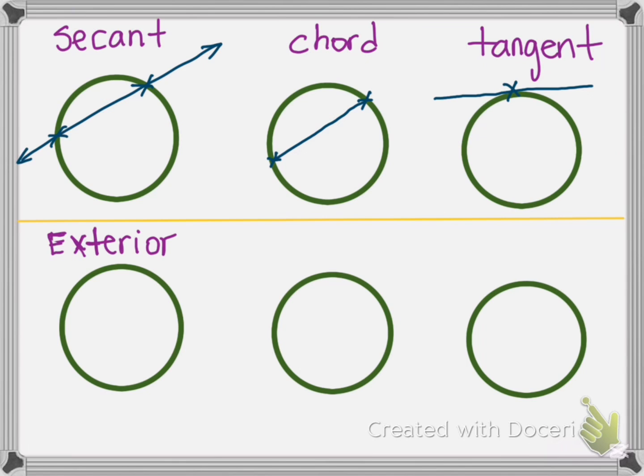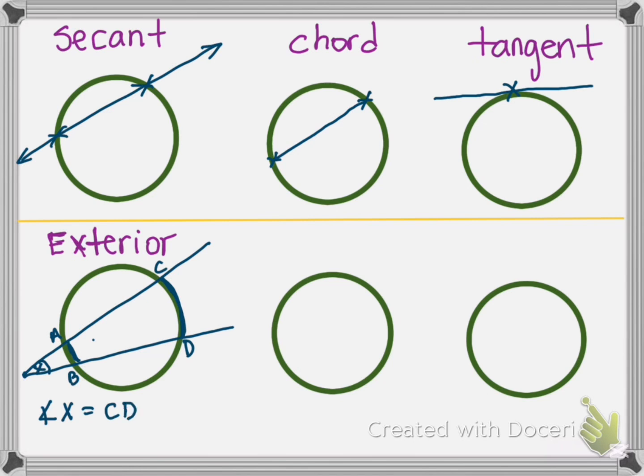For example, if I have 2 secants like this, I can form an exterior angle. Notice again, the name exterior is because the vertex is on the exterior of the circumference. You can see that there are 2 arcs that are formed, this one here and this one here, AB and CD. There is a formula that we're going to use to find the measurement of angle X. The formula is the bigger arc minus the smaller arc, divided by 2.